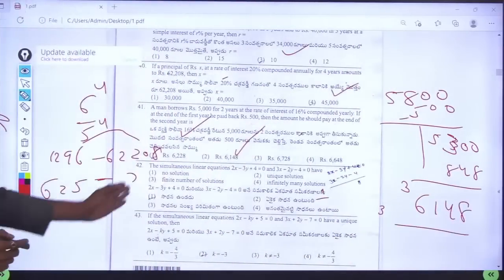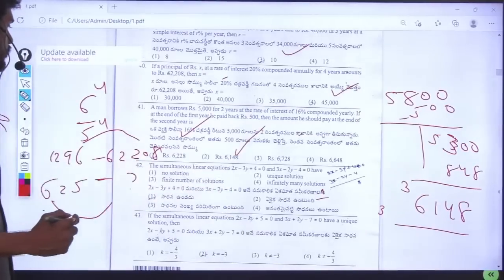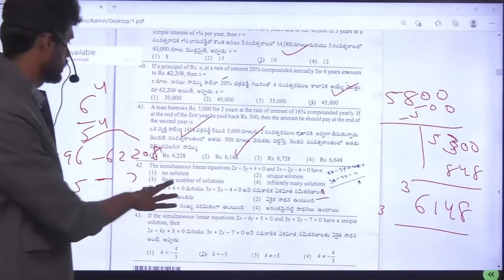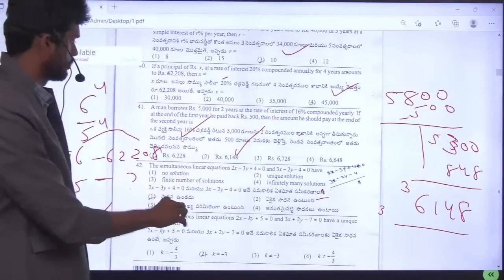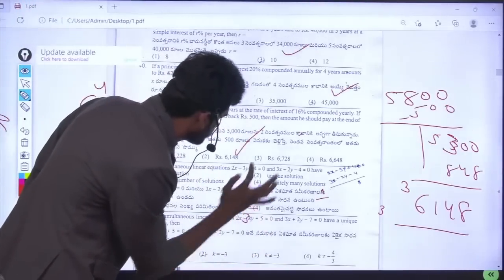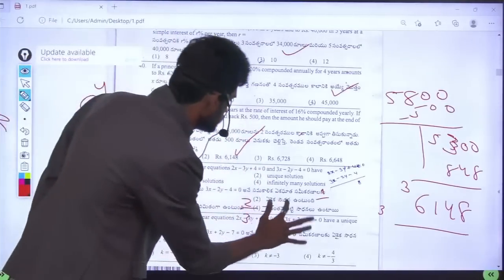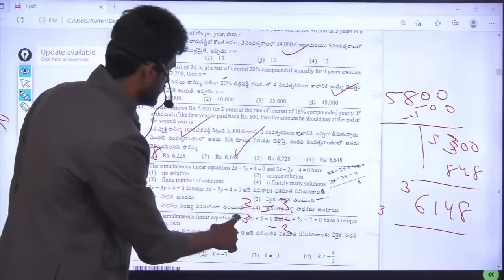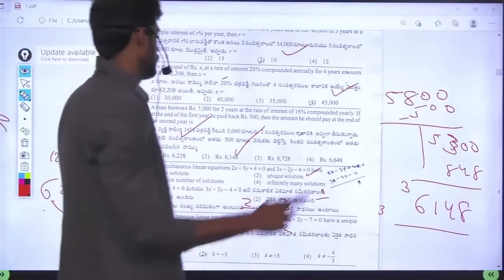నెక్స్ట్ the simultaneous linear equations of 3x minus 3y plus 4 equal to 0 and 3x minus 2y minus 4 equal to 0 have ఏ సొల్యూషన్స్ ఉన్నాయి చూడండి. a1 ఇక్కడ ఏమవుతుంది 3x minus 3y plus 4 అంటే ax plus by plus c అనుకోండి. a1/a2 అంటే ఏమవుతుంది ఇక్కడ 2/3 ఈక్వల్ టు b1/b2 అంటే 3/-2 అంతే కదా, 2/-3 నాట్ ఈక్వల్ టు 1 కాబట్టి యూనిక్ సొల్యూషన్స్ అంటే ఆన్సర్ 2 కరెక్ట్.